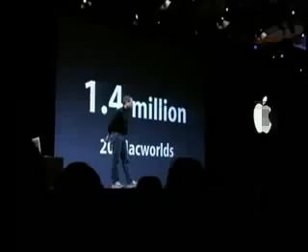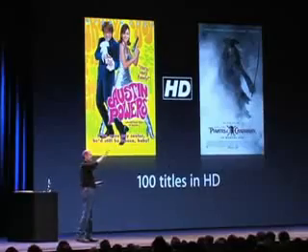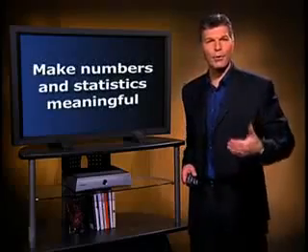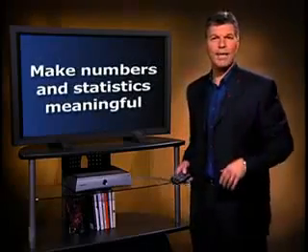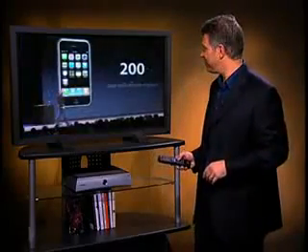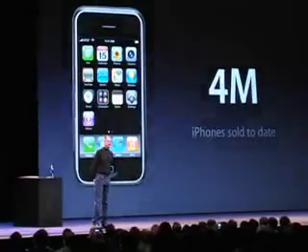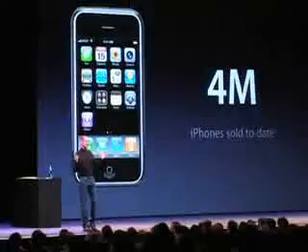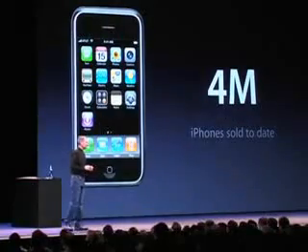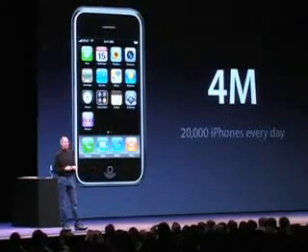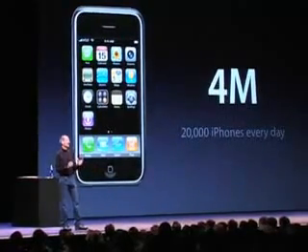Remember, Jobs isn't selling hardware. He's selling an experience. If you offer numbers and statistics, make them meaningful. We have sold 4 million iPhones to date. If you divide 4 million by 200 days, that's 20,000 iPhones every day on average.